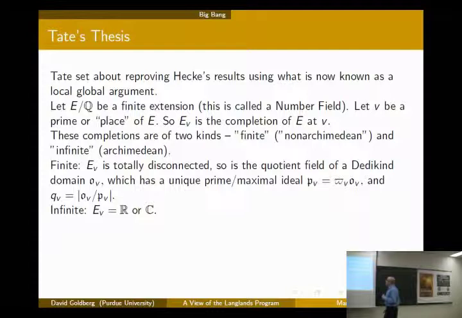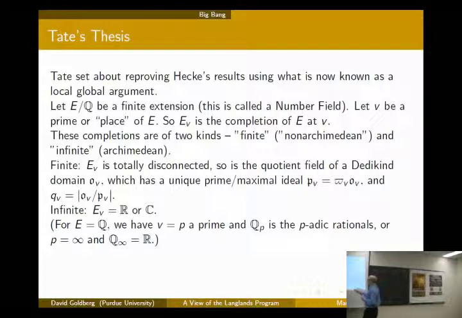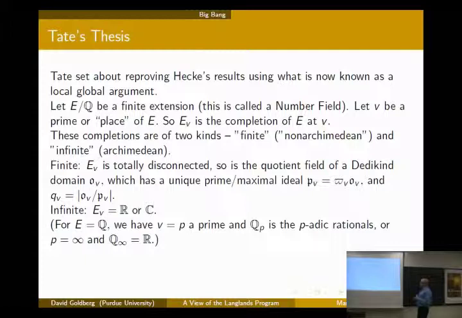And infinite just means the completion is either isomorphic to R or C. So, a simple example, of course, is we have Q. If p is a prime, then you have the p-adic numbers, Q_p, the p-adic rationals. And of course, when p equals infinity, you have the real completion. Those are all the completions of the rationals.